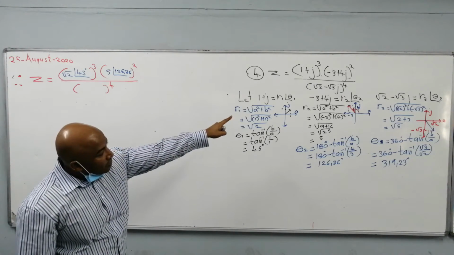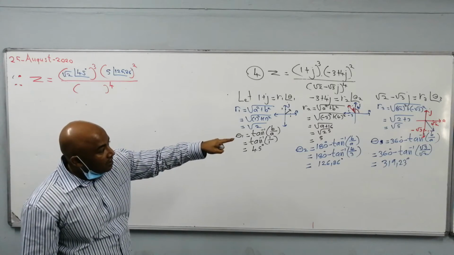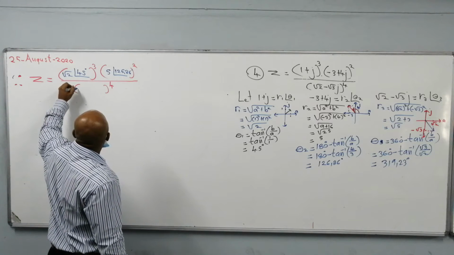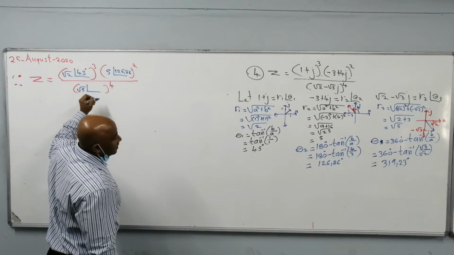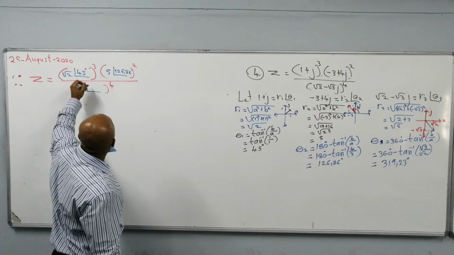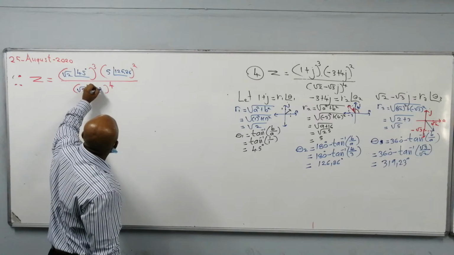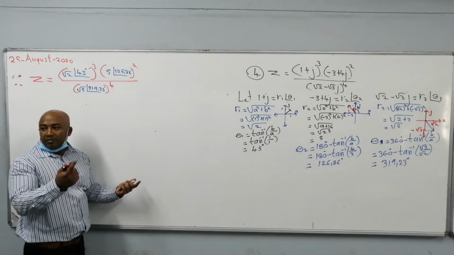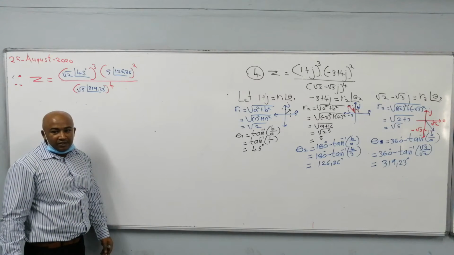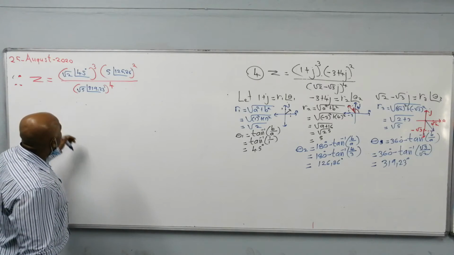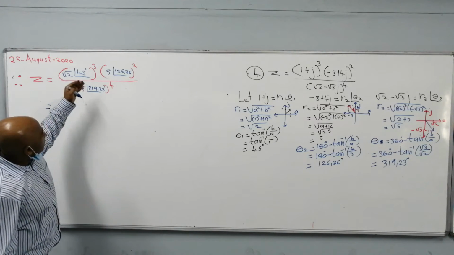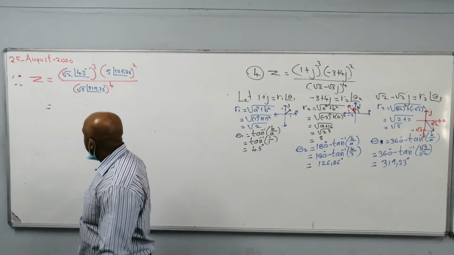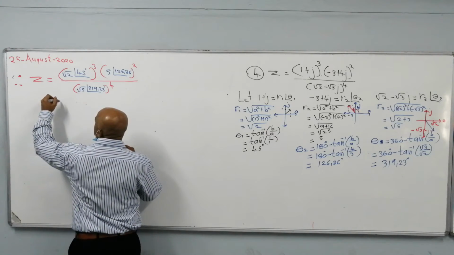The denominator, square root 2 minus square root 3j, is now converted to polar form, which is the square root of 5, and then we have 319.23. And now it's similar to the problem that we just worked out a few minutes ago. Alright, so now what do we do? We need to apply our exponent laws in polar form. So what's this going to be?